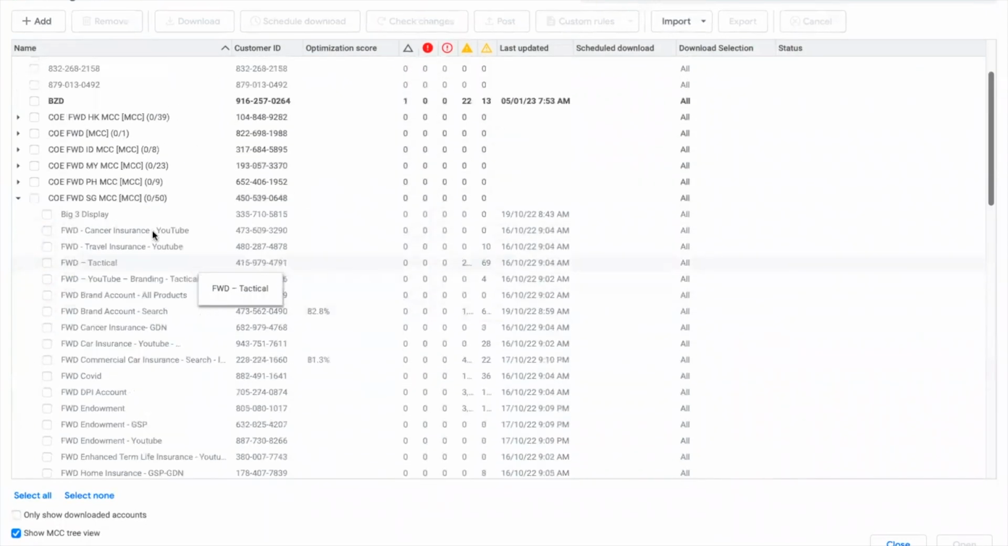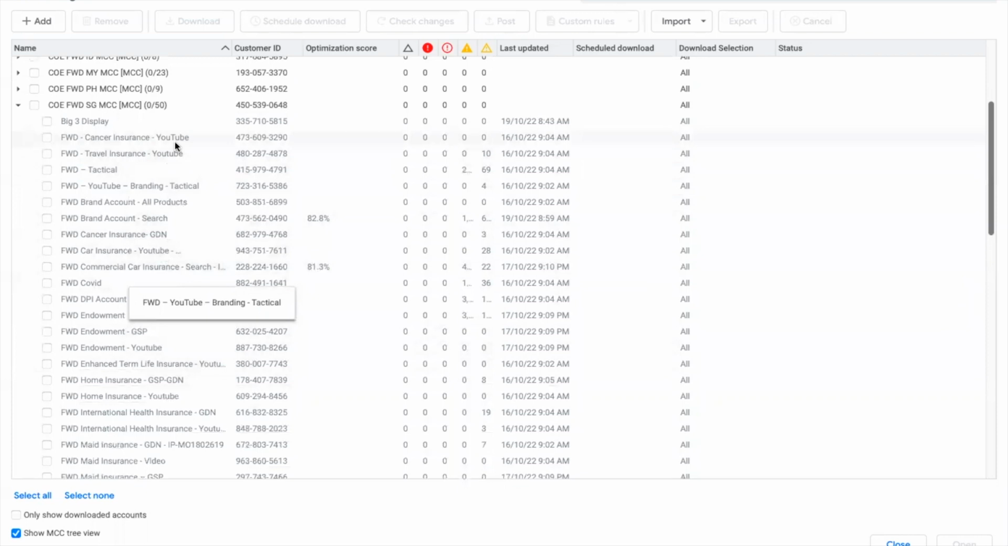And in this, you can see that this is the MCC, the My Client Center. What the client has done is divide the accounts in terms of brand account, non-brand account, and so on. Terms which do not contain brand terms, for example, car insurance. If we say FWD car insurance, it is a brand term. But if I say just car insurance, then it is a non-brand term, right?